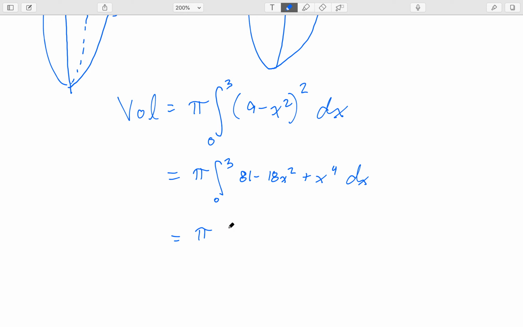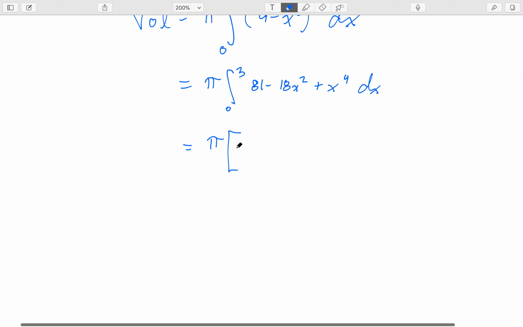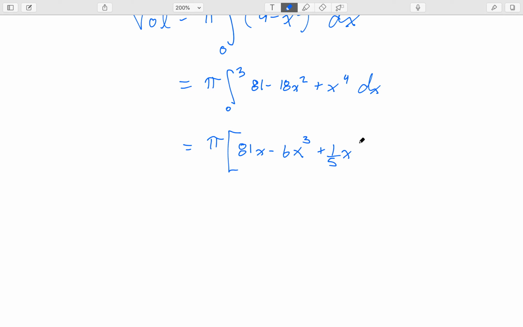If you really wanted to, we could do this as the antiderivative. So this is going to be 81x minus 6x cubed, right? Increase the power, divide by 3, plus 1/5 x to the power of 5, and I'm plugging in 3 and 0. I'm going to get some ugly. You know what? We're doing this on the calculator. Plug this into your calculator because quite often some of these are going to get really, really ugly. This is going to be pi times 129.6, right?